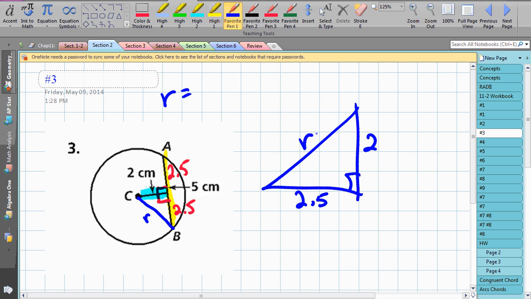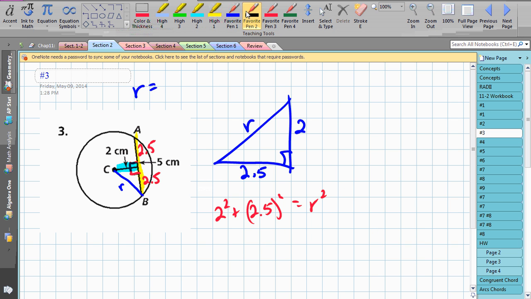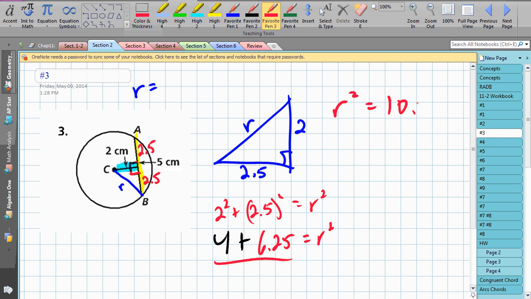Again, you're going to be comfortable with your Pythagoras in here. 2 squared plus 2.5 squared equals R squared. And so let's see, this is 4. 2.5 squared, what is that number? If I'm looking on my calculator, 2.5 and I square it, that turns out to be 6.25. So 4 plus 6.25 equals R squared. So R squared equals, let's see, that is 10.25.